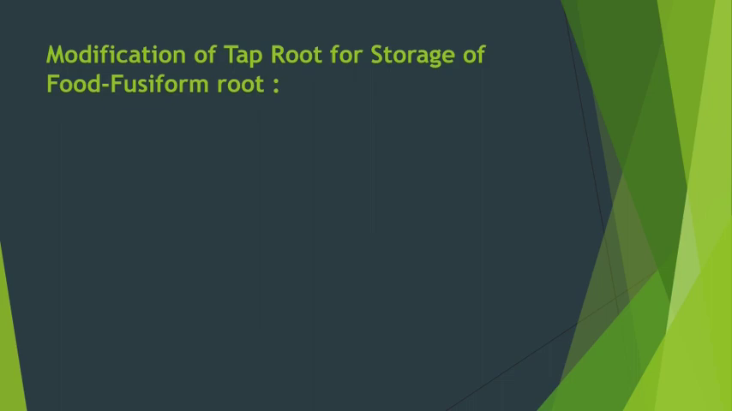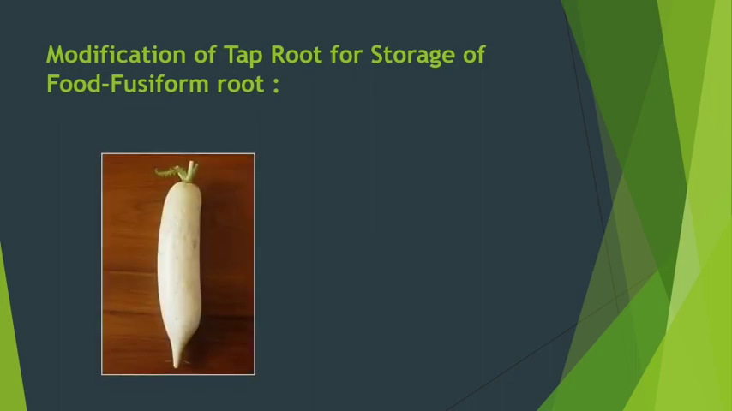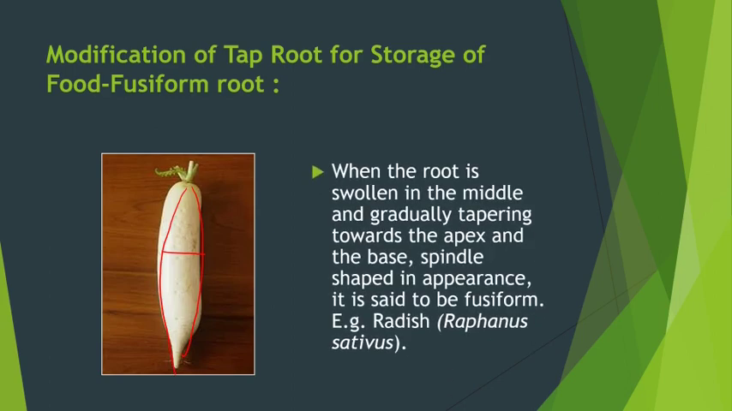In this we will see the first type, that is fusiform root. You can see this is a picture of radish, and here you can see that it is spindle shaped, broad in the center, tapering towards the end. Such fusiform spindle shaped structure is present in taproot. The primary root becomes swollen. Which part of the root becomes swollen in the taproot? The primary root becomes swollen in the middle, and it gradually tapers towards the base and the apex. Such roots are called fusiform roots. Example, radish. Scientific name of radish is Raphanus sativus.